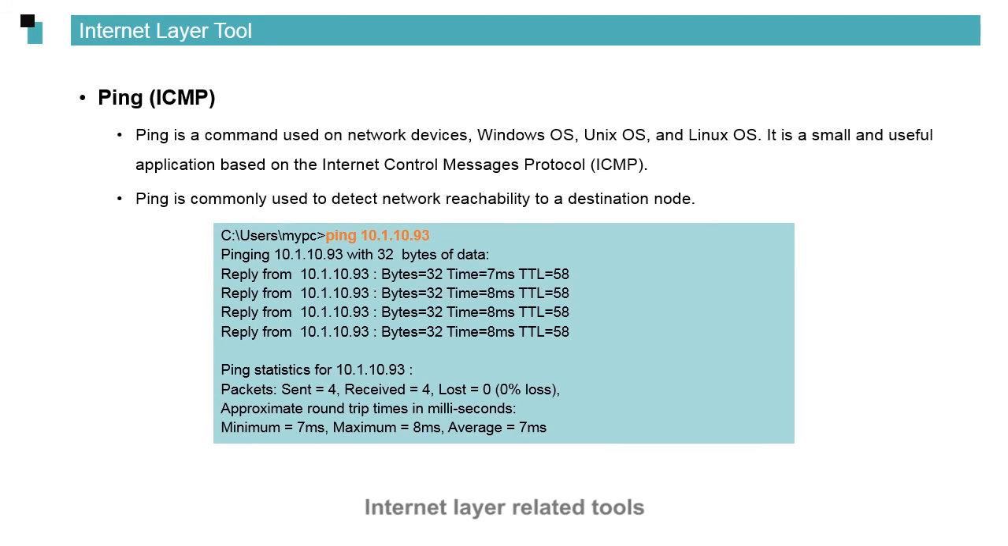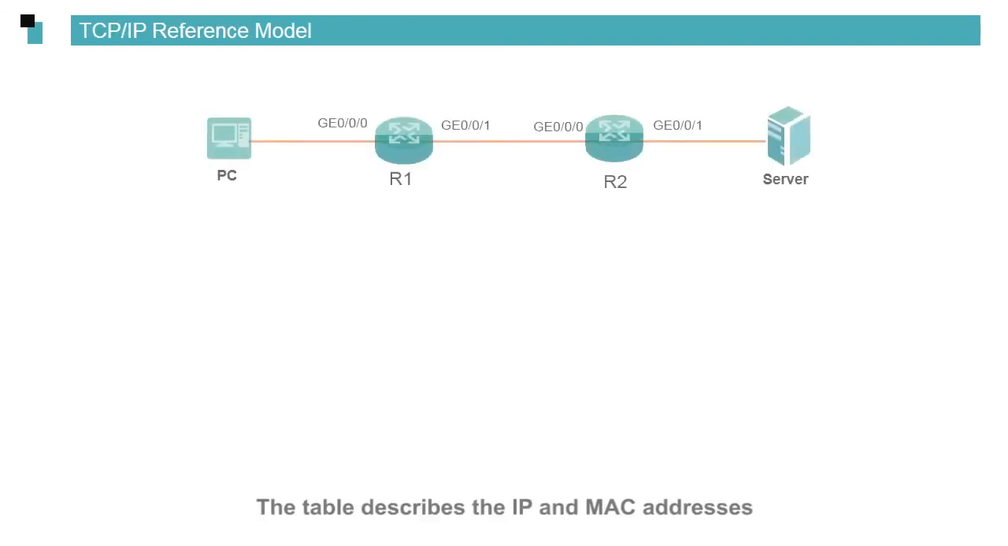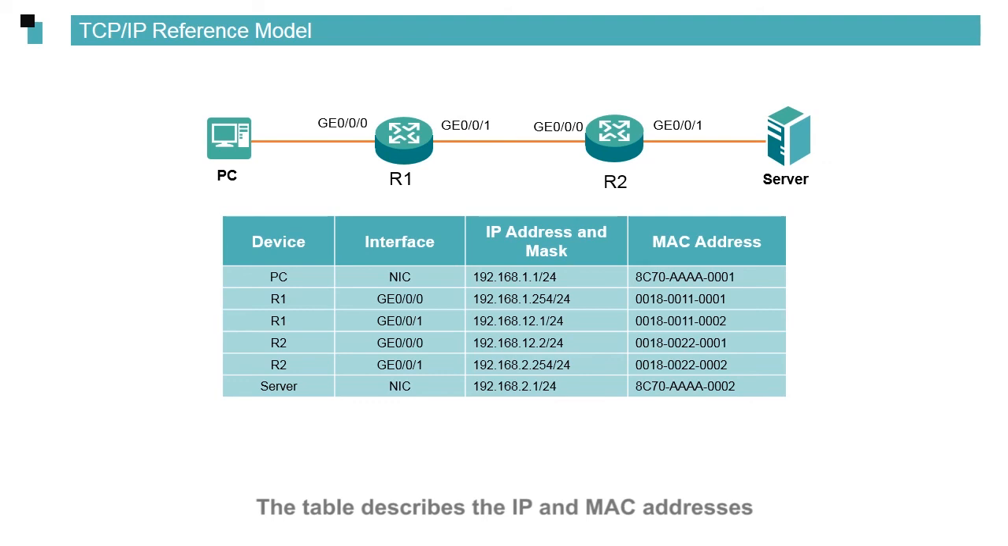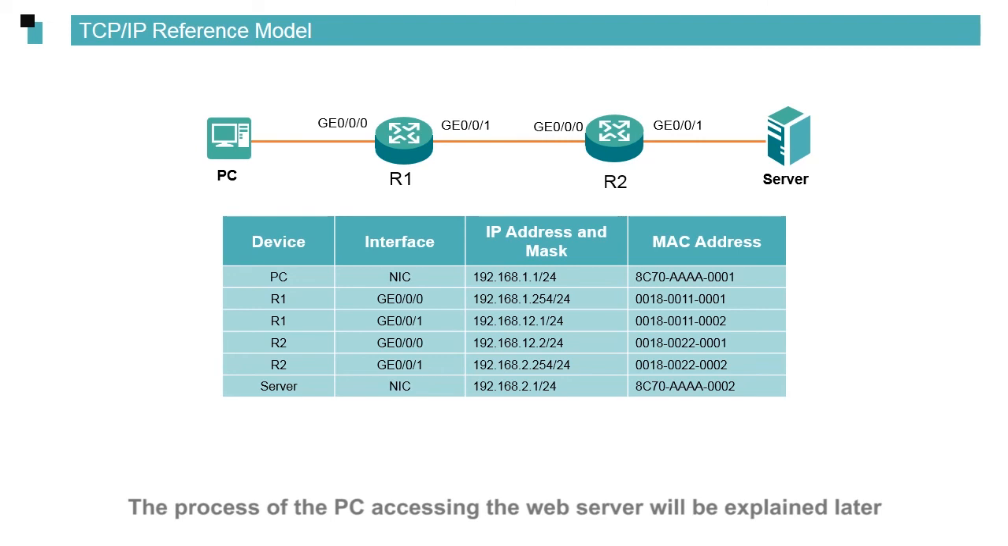Internet layer-related tools. Ping is used to monitor reachability of a link from a local node to a remote address. Ping runs over ICMP. The table describes the IP and MAC addresses of each node along the path. The process of the PC accessing the web server will be explained later.